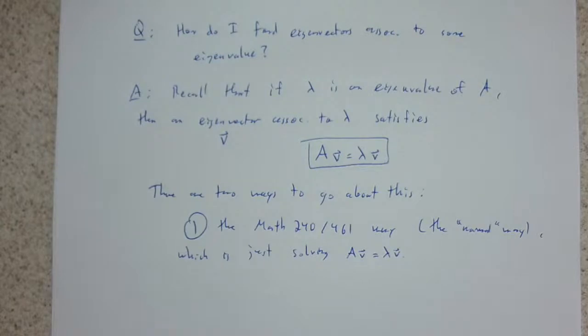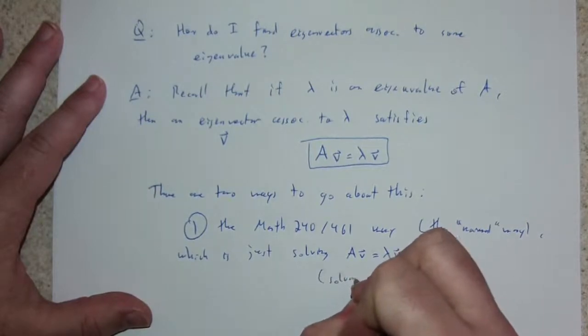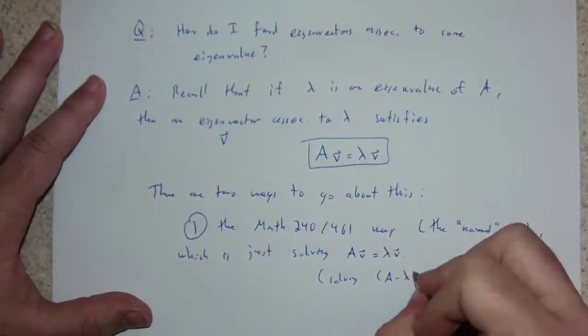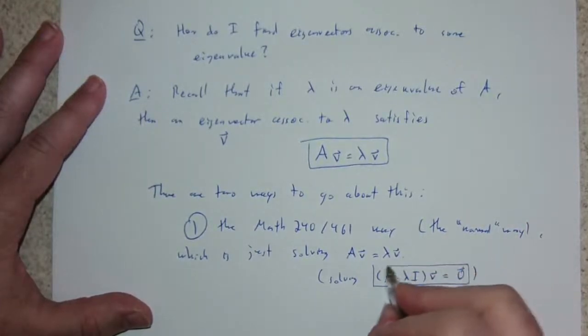Now, if you're doing this the Math 240 or 461 way, technically this is a process that's learned in 240 or 461 where you write out what's called a basis for the null space of this matrix A minus lambda I. So you're finding a basis for that null space, if you like. Another way of writing this, so solving this is the same thing as solving (A minus lambda I)V is equal to 0. So it's solving this homogeneous matrix equation.